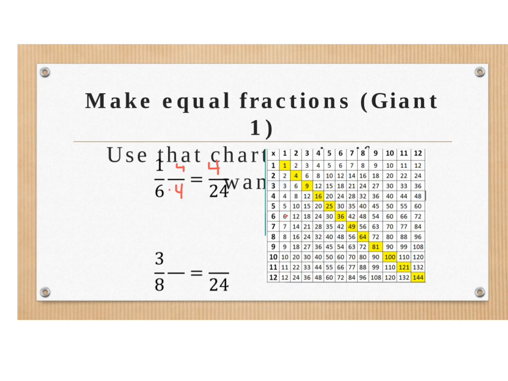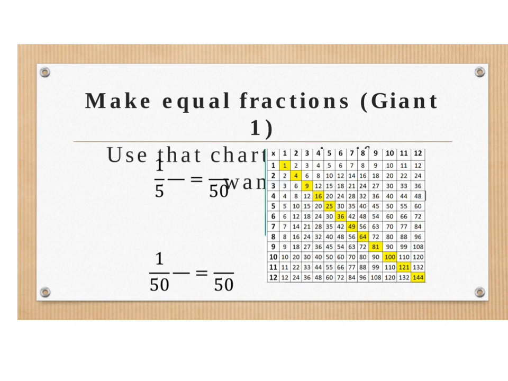Then we're going to look at 8ths. 8 times what is 24? 8 times 3 is 24. I know that because here's my 8s. 8, 16, 24. Here's 24. Let's scoot up. Here's 8 times 3. So we're going to go ahead and do 3 times 3 is 9. Now we have equivalent fractions with a common denominator, and all we'd have to do is add the 9 plus 4, which we'll do in the last slide just as a reminder.